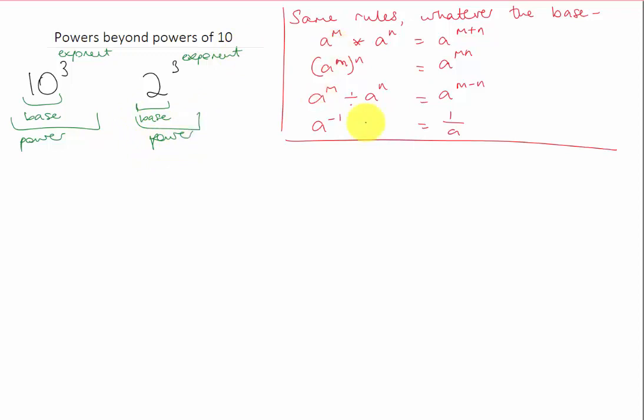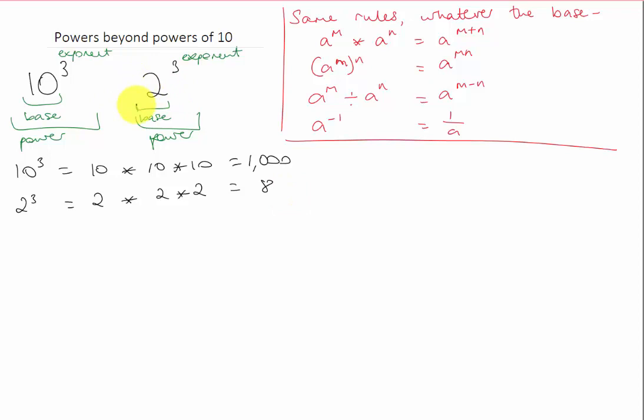Alright, and all these same rules apply, and I'm going to come to them in a minute. Let's just remind ourselves about this. So if we have 10 to the power 3, then that's the same as multiplying 10 by 10 by 10, so that's 1000. And 2 to the power 3, just the same, it's 2 times 2 times 2, so that's 8. And we can do just the same thing.